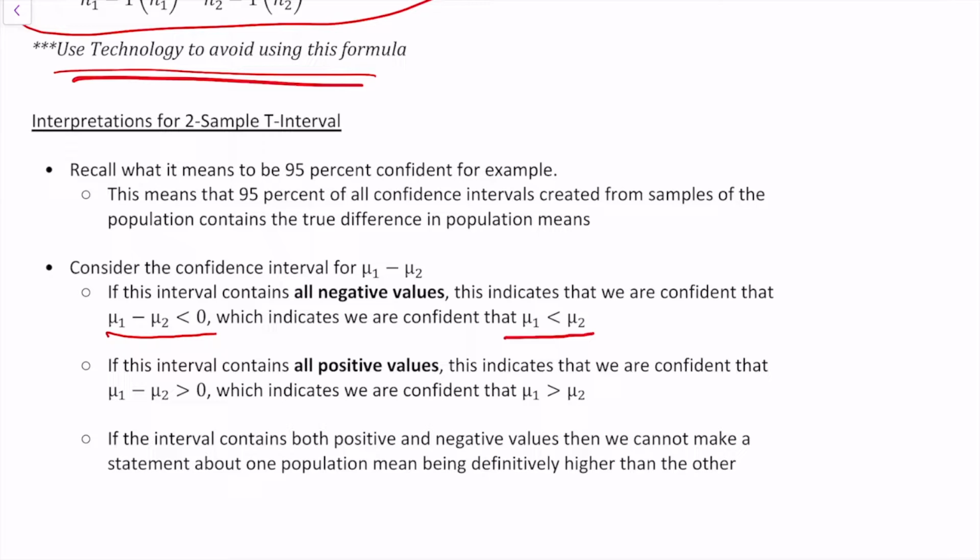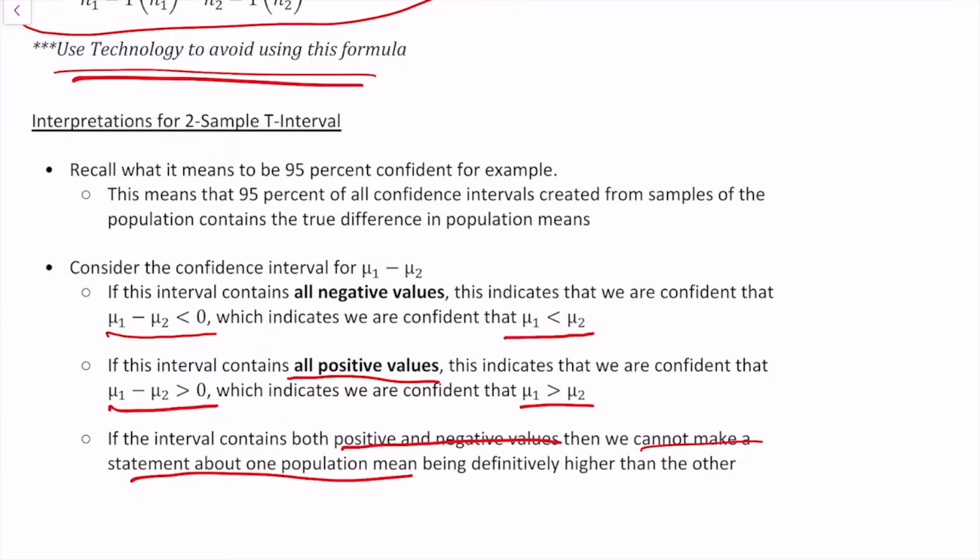And the opposite happens for all positive values. What we're saying here is that mu1 minus mu2 is greater than 0, which indicates that we are pretty confident that mu1 is greater than mu2. We'll see applications of this in a second with an example. And lastly, if the interval contains both positive and negative values, we really can't say anything. We cannot make a statement about one population mean being definitively higher than the other, like we could in the cases with all negative values or all positive values.